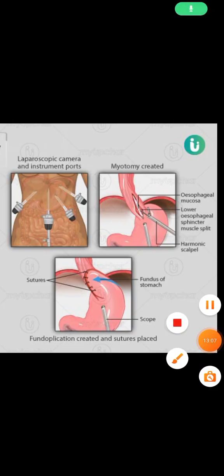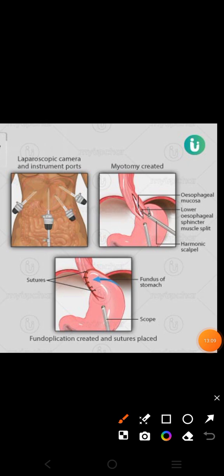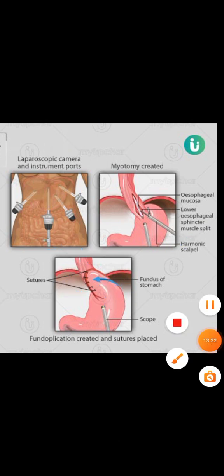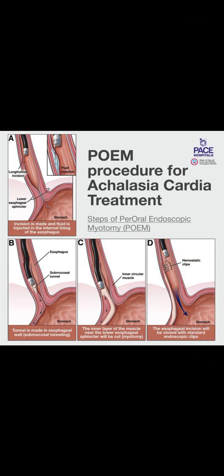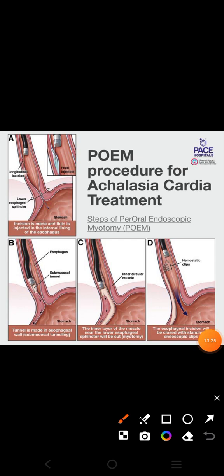Again, this picture is showing Heller's myotomy. Laparoscopic cameras are placed after the myotomy is created. It means the muscle is cut at the site of the lower esophageal sphincter, and after that fundoplication is done, the fundus of the stomach is lifted and wrapped around the lower esophagus. And last but not the least, it is a minimally invasive procedure and it is expensive, but it is the gold standard for Achalasia cardia. This is the POEM procedure, per oral endoscopic myotomy.